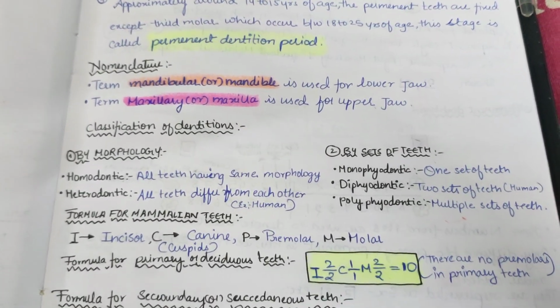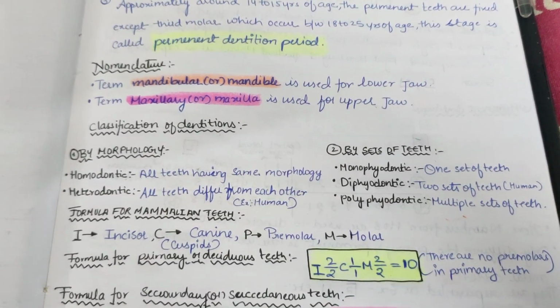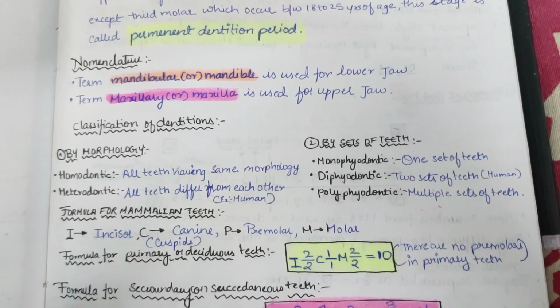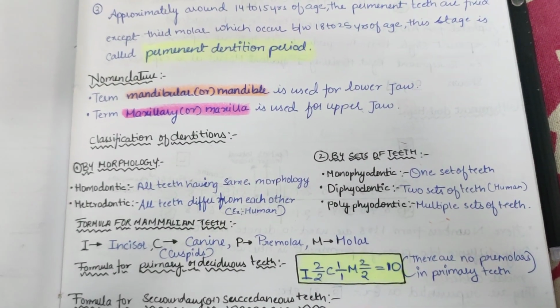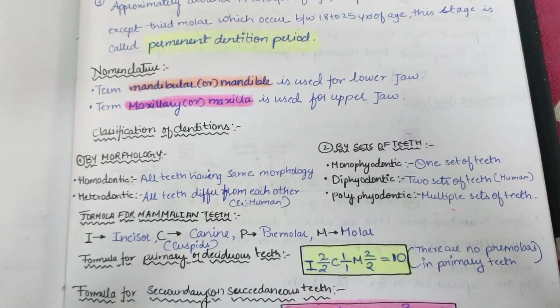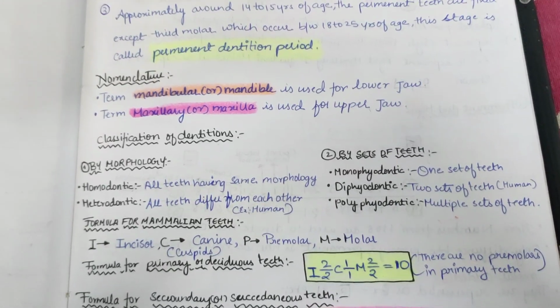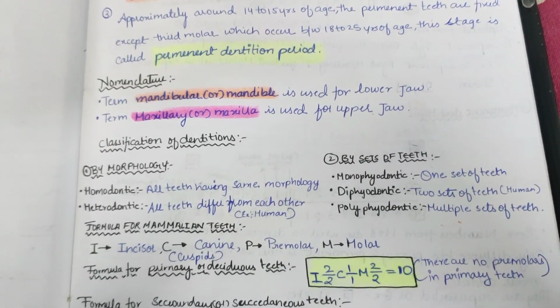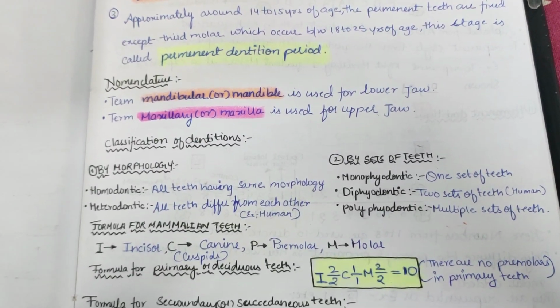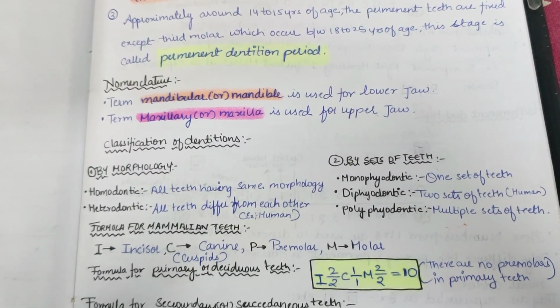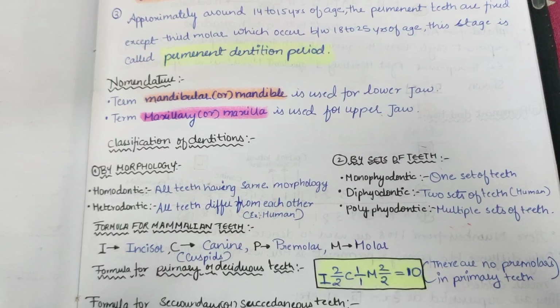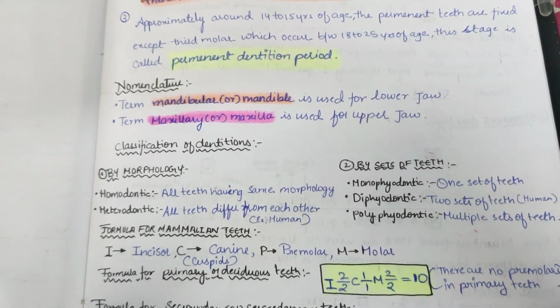Now the second criterion is by sets of teeth. Monophyodontic, that is only one set of teeth. Diphyodontic, two sets of teeth, like we have two sets of teeth, that is primary teeth and permanent teeth. And polyphyodontic, that is multiple sets of teeth.